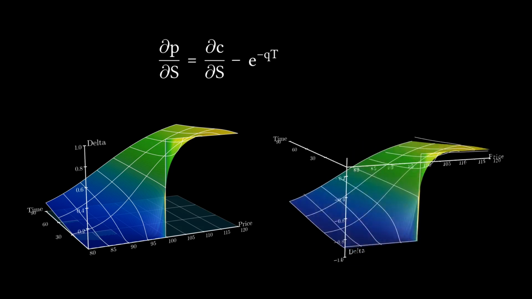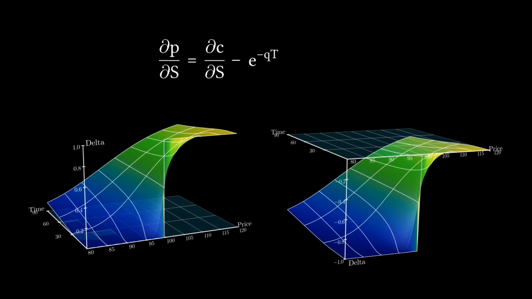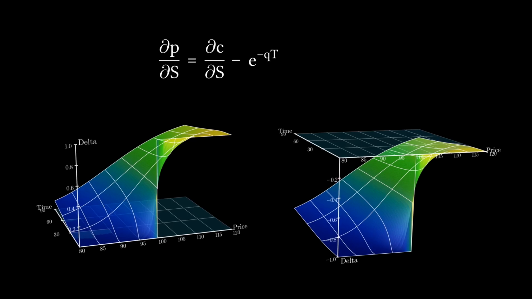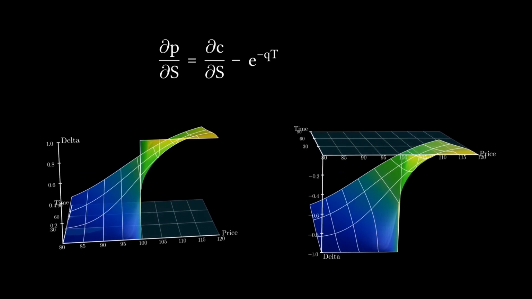Now let's look at the delta of both the call and put option side by side. When looking at it visually, the delta of a put option appears to be the delta of a call option shifted down roughly by 1. Let's think about this and make sure we agree with this conclusion.